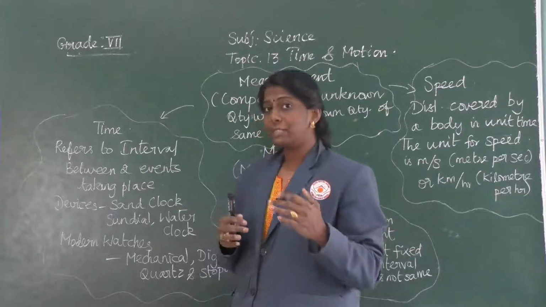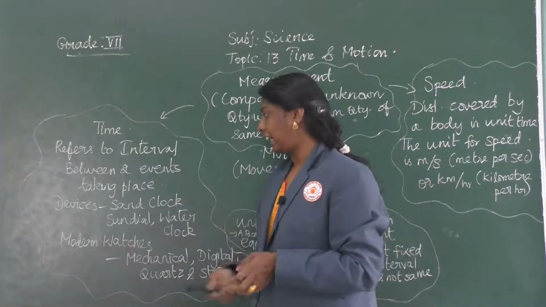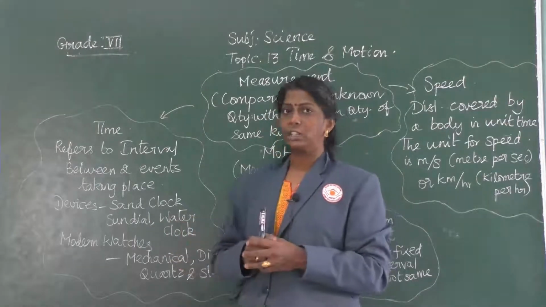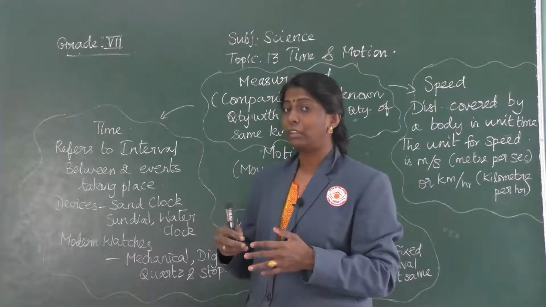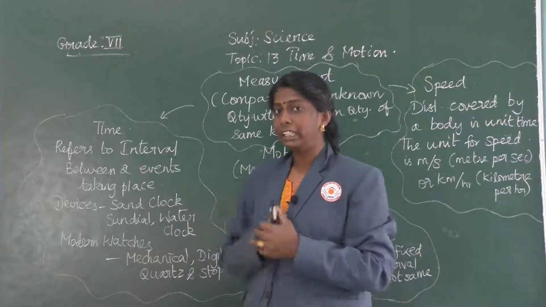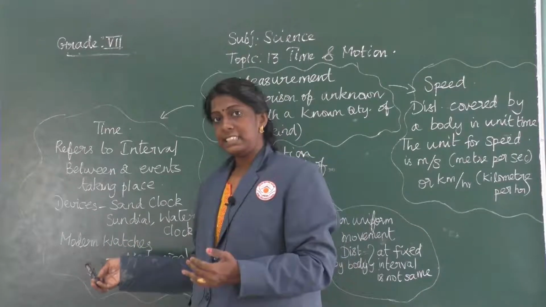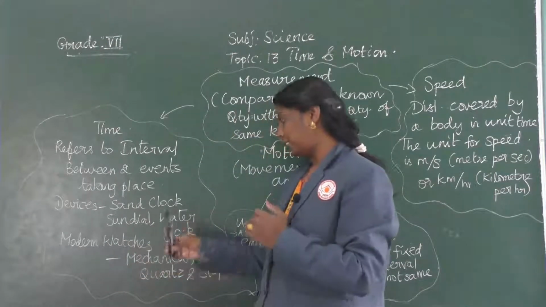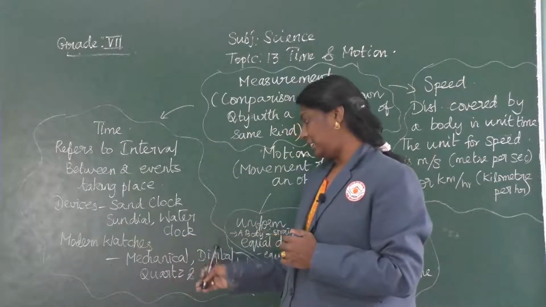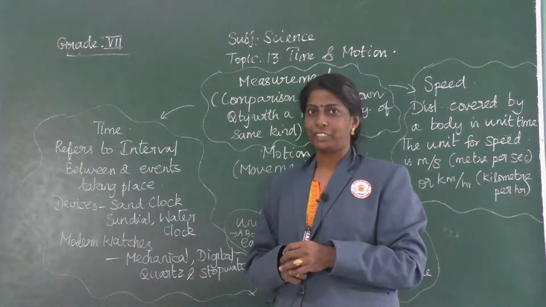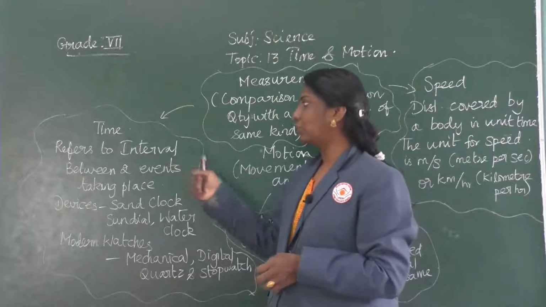In ancient times, we used devices like sand clock, sundial, water clock and so on, to find out the time. And now in modern days, we are using modern watches such as mechanical, digital, quartz and stopwatch. Clear? Yes. So this is what about time.